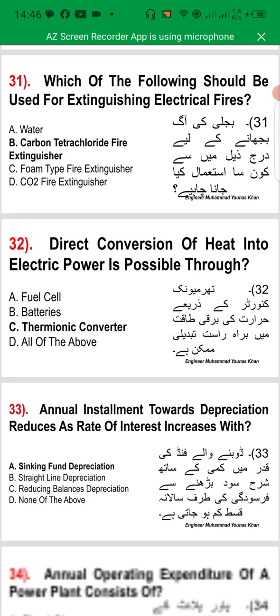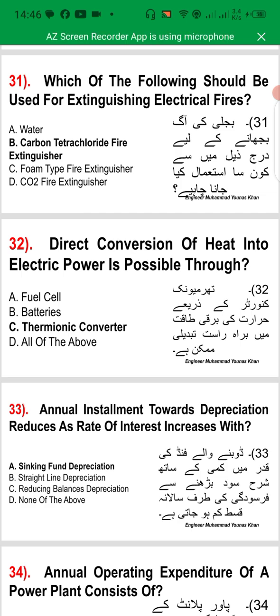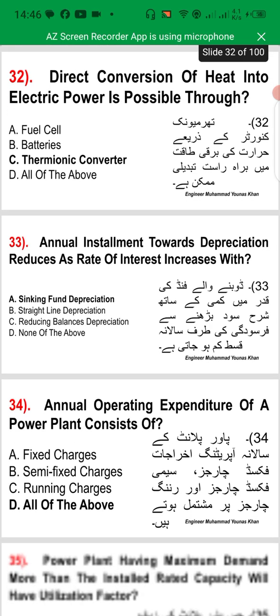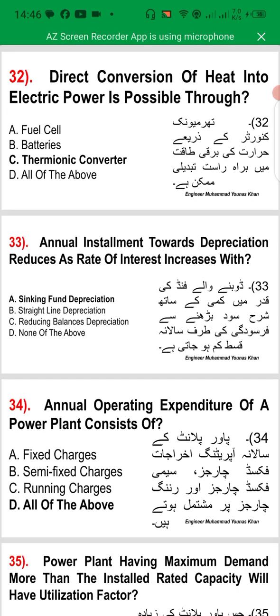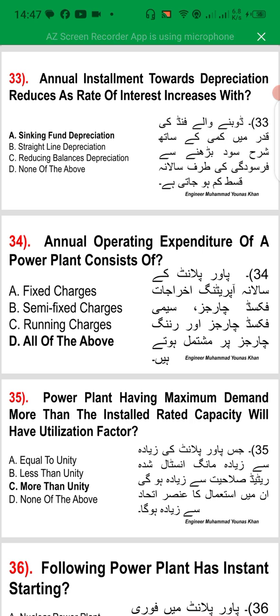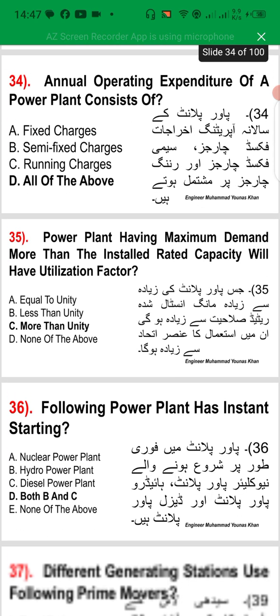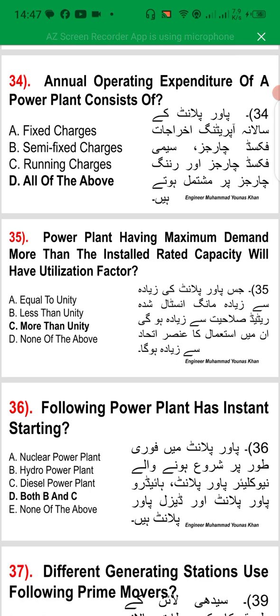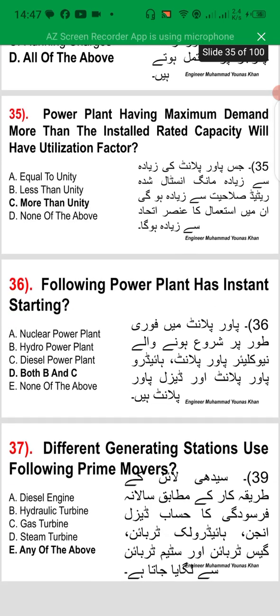Which of the following should be used for extinguishing electric fires? Carbon tetrachloride fire extinguisher. Direct conversion of heat into electric power is possible through thermionic converter. Annual installment toward depreciation reduces as rate of interest increases with sinking fund depreciation. Annual operating expenditure of a power plant consists of fixed charge, semi-fixed charge, running charge, all of the above.